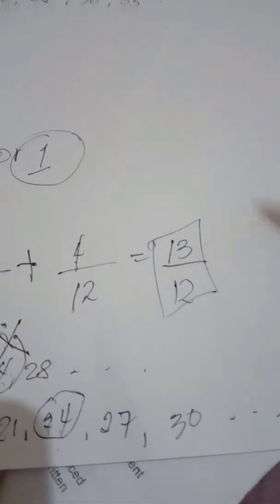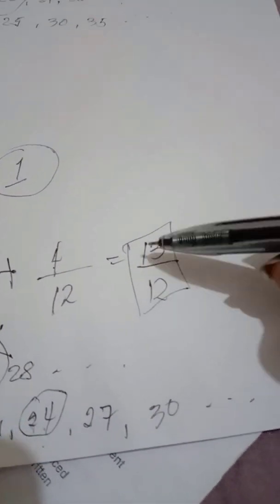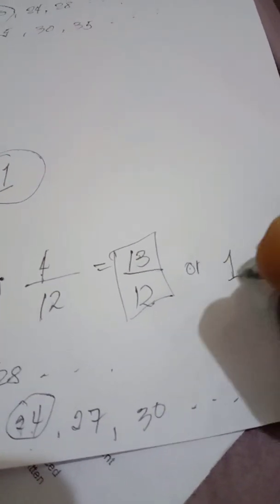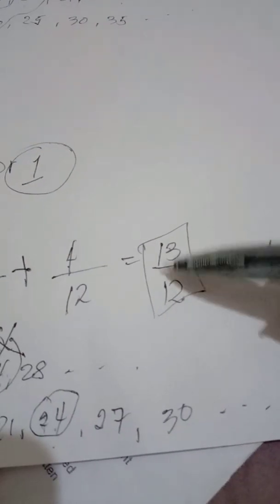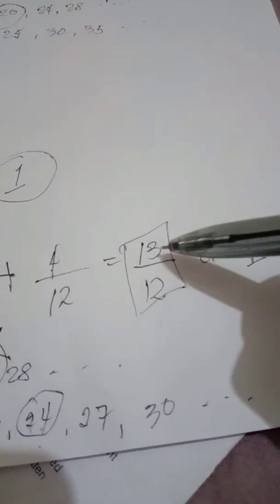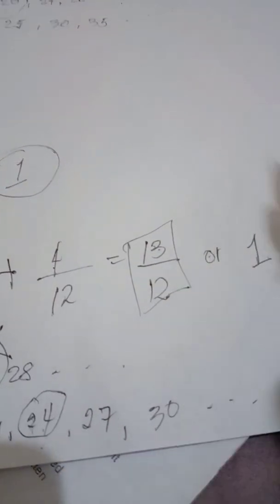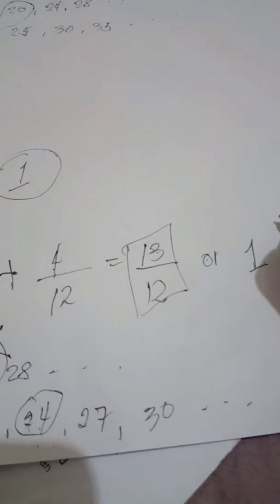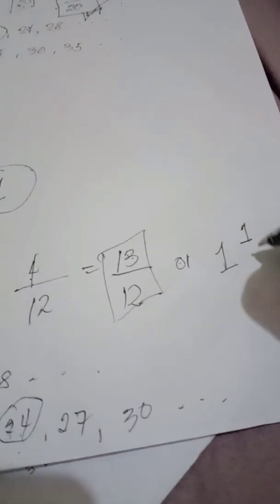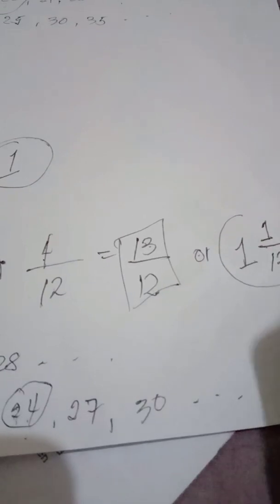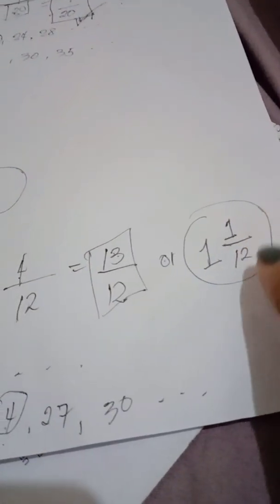But we can still put it in lowest terms. So how do we write it in lowest terms? You just divide it. 13 divided by 12 is 1, with a remainder of 1. The leftover is 1, so the remainder goes on top, and then just copy the denominator, which is 12. So your final answer is 1 and 1/12.